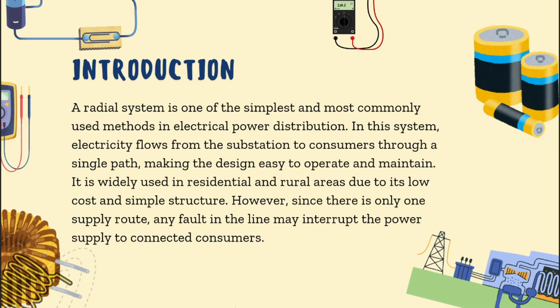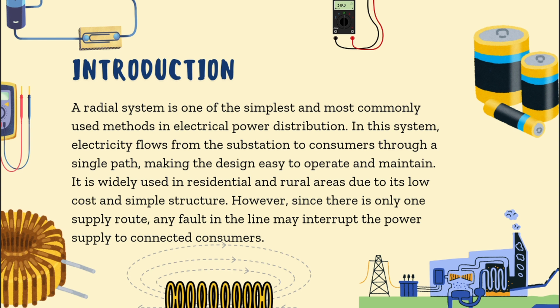Introduction. A radial system is one of the simplest and most commonly used methods in electrical power distribution. In this system, electricity flows from the substation to consumers through a single path, making the design easy to operate and maintain. It is widely used in residential and rural areas due to its low cost and simple structure. However, since there is only one supply route, any fault in the line may interrupt the power supply to connected consumers.